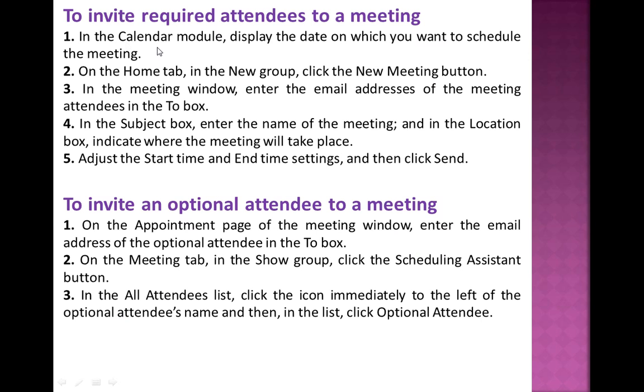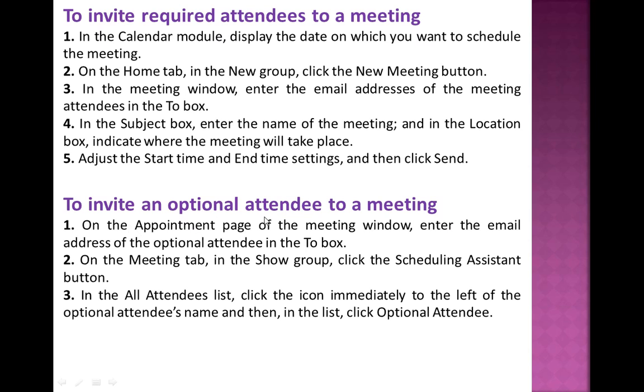How to invite? Simply go to the calendar module, display the date on which you want to schedule the meeting, go to the home, go to the new group, click on the new meeting. In the meeting window, enter the email address, give the subject line, enter the name of the meeting, and in the location box indicate where the meeting will take place. Then adjust the start time and the end time settings and click on the send button.